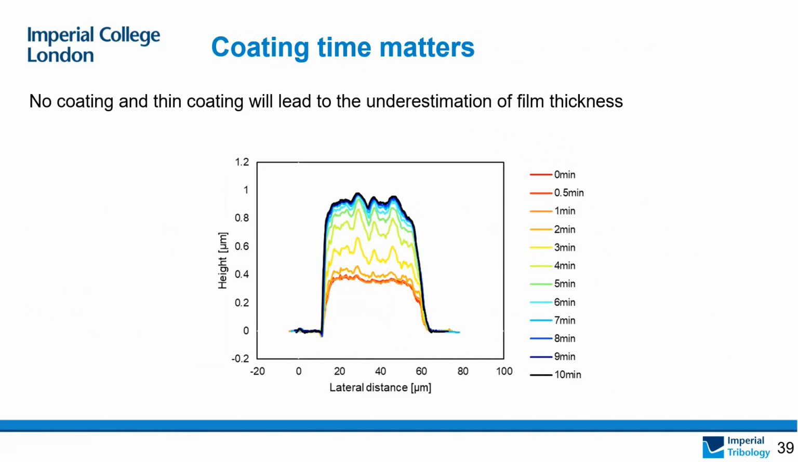And also, imagine if you're measuring a transfer film without coating or not having enough coating, we can see from this graph that we actually are not getting the actual profile. And in fact, this is a mistake I often come across in some publications.